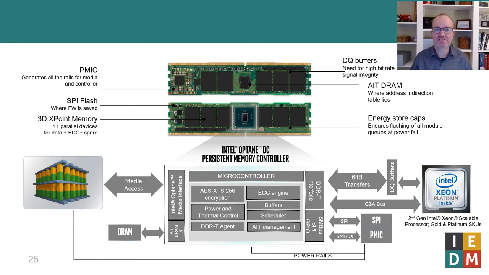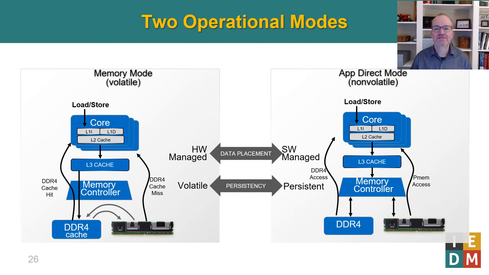Let's move on. Okay, how does it work though? If you were going to use this in HPC, what do you need to know? Very basically, there's two operational modes. And we have one on the left and one on the right. One is volatile. In other words, when the power is turned off, you'll lose your data. On the right-hand side is the non-volatile usage model.